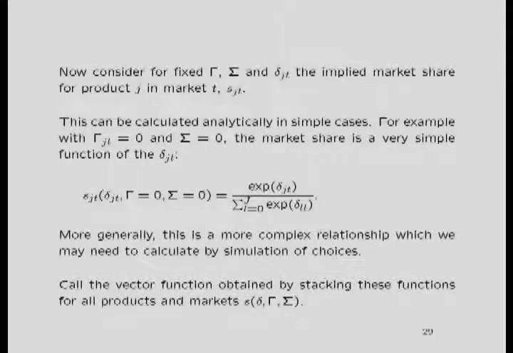Now, in a very simple case, if I fixed gamma at 0 and sigma at 0, the market share would be very simple. It would just be the ratio of these e to the power delta JTs. But no matter what the values are for gamma and sigma, you can in principle simulate this. It may be messy and take a while, but it's only computer time. There would be a straightforward way of estimating what the market share would be given the values of these parameters. And so you would get this implicit function of the market shares implied by values of delta, gamma, and sigma.